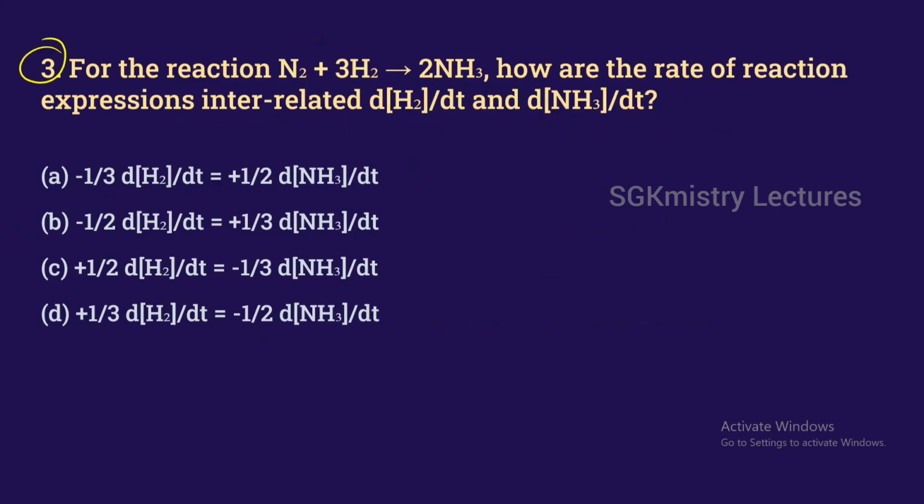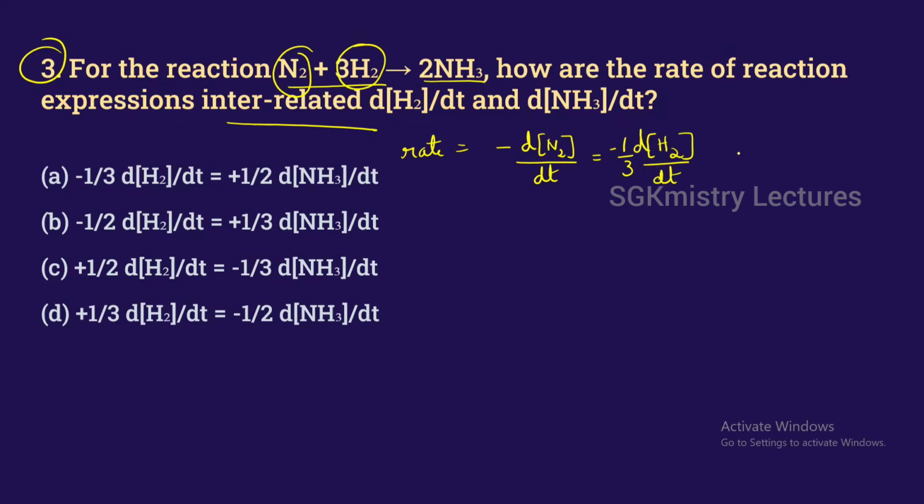For the reaction N2 plus 3H2 gives 2NH3, how are the rate of reaction expressions interrelated? So again, let us try to write the equations for rate. So rate is equal to, again, N2 and H2 are the reactants. So minus d of concentration of N2 divided by dt is equal to, here coefficient is 3, so it will be 1 by 3, again minus concentration of H2 divided by dt is equal to, here it is 2, so 1 by 2 d of concentration of NH3 divided by dt.